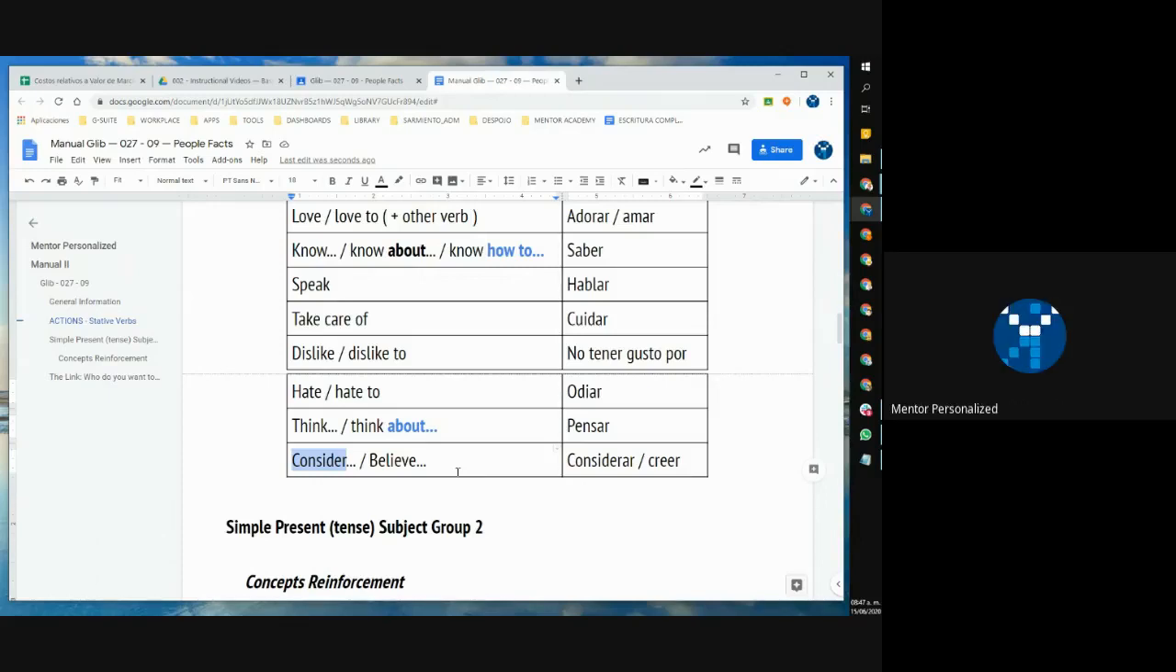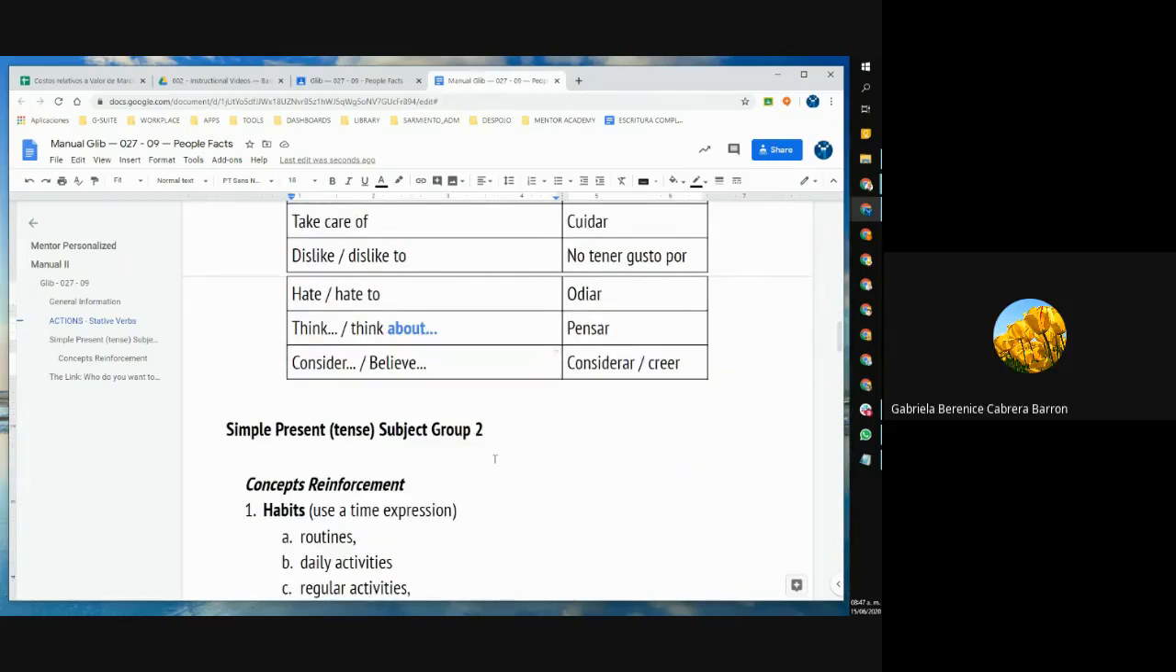I believe she lives in France. Repeat. I believe she lives in France. How do you say Francia in English? France. I believe she lives in France. Very good. Okay, we're precisely to introduce the second group of subjects.